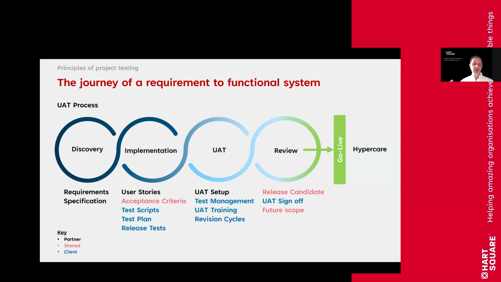So it is the client's responsibility to produce the test scripts, to define the test plan, to do the release tests, to set up some sort of internal test management. That could be a spreadsheet. There are dedicated systems that help you manage this, to do the UAT training and to run the revision cycles and to do the UAT sign-off. So I think that helps illustrate the relative responsibilities for the various parties to deliver the various outputs that a good and successful test cycle requires.